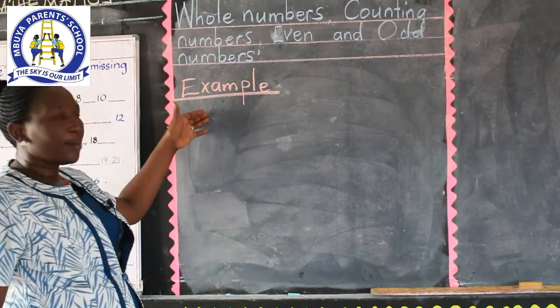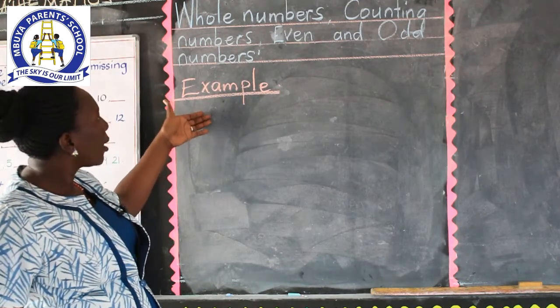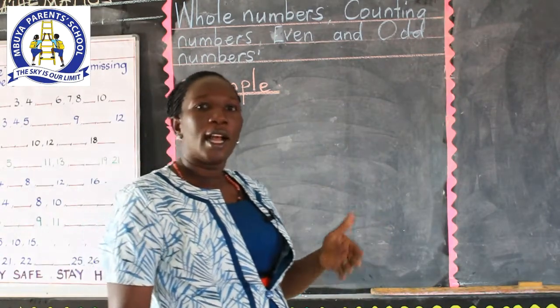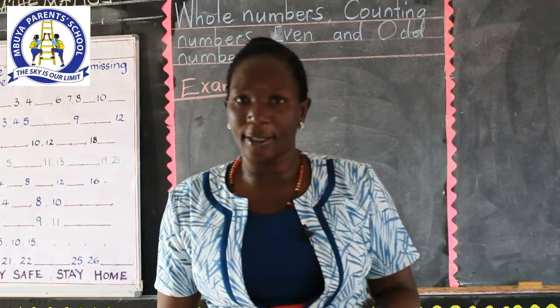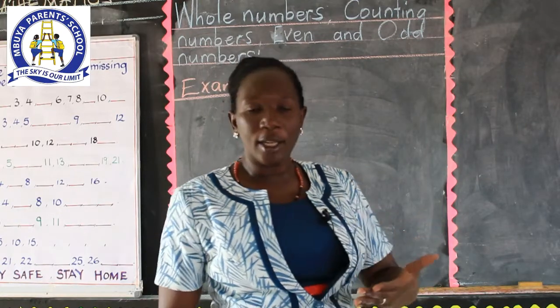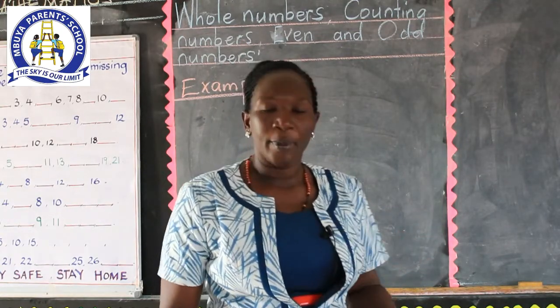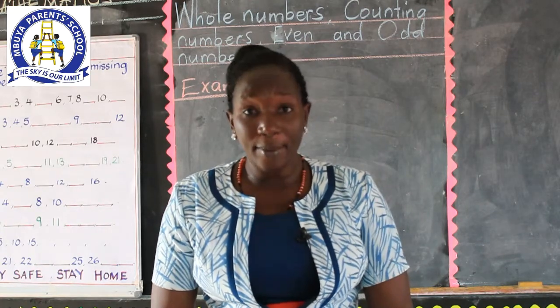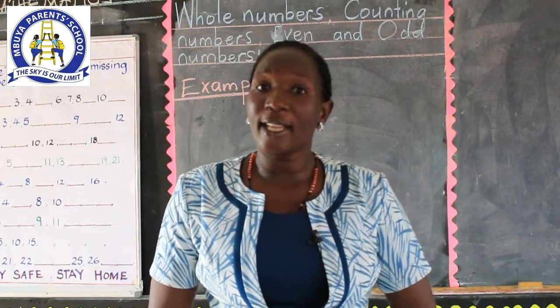Our first example is here. But before I go to the first example, you must know what a whole and a counting number is. You must differentiate between a whole and a counting number. When we talk of whole numbers, we shall always list them starting with 0.